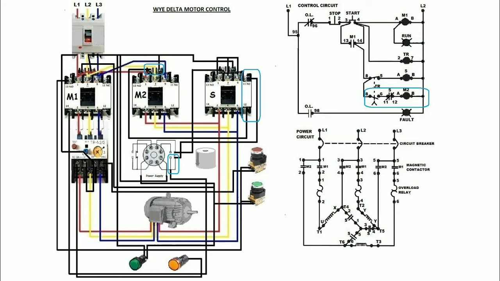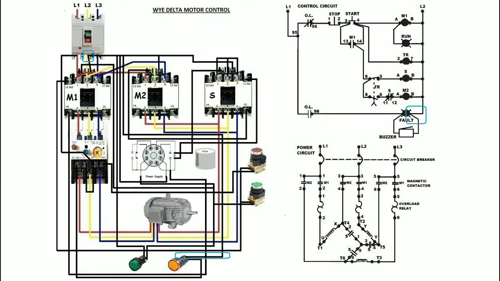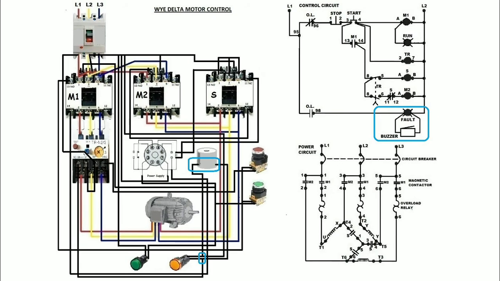The normally closed terminal of the timer relay will then be connected to the terminal of the normally open contact of the timer relay in series with normally closed auxiliary contact of the S magnetic contactor, which will be connected in series with the magnetic coil of the M2 magnetic contactor to the lower terminal L2 of the circuit breaker. The other terminal of the fault lamp will then be connected to the lower terminal L2 of the circuit breaker. And lastly, the buzzer will then be connected in parallel with the fault lamp.